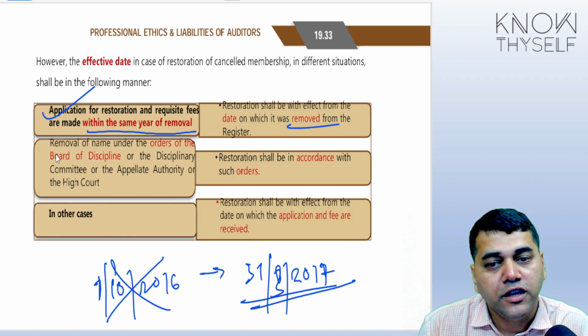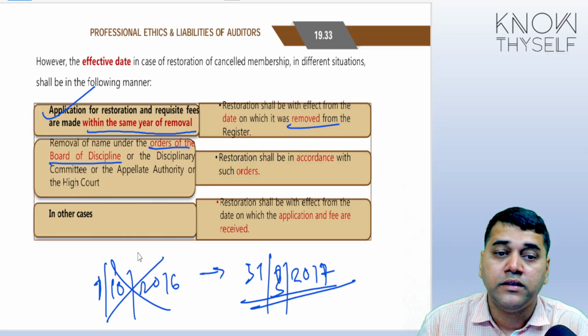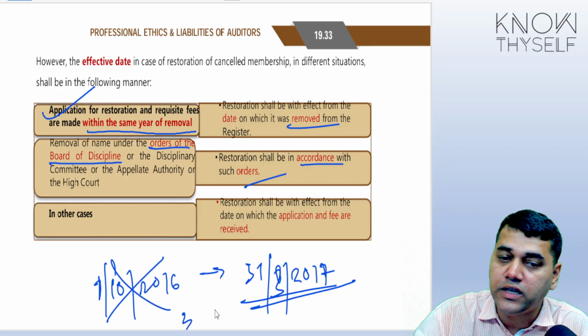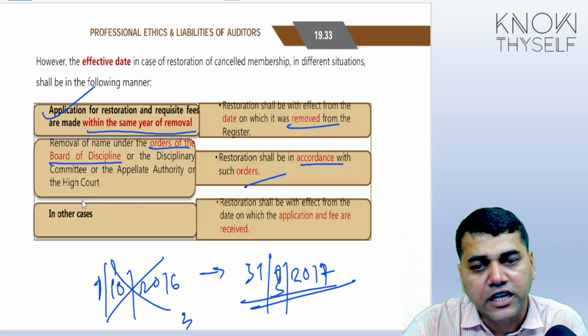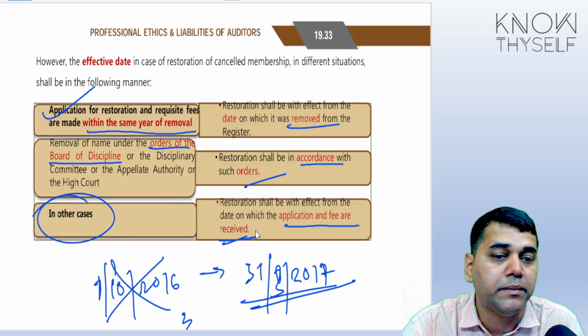Okay. If the removal of the name is under the order of the Board of Discipline, then restoration will happen according to the order only. If I have been removed for 3 months, then restoration will happen after 3 months. If it is removed for 3 years, restoration will happen after 3 years. And in all other cases, restoration will happen from the date when the payment was received.